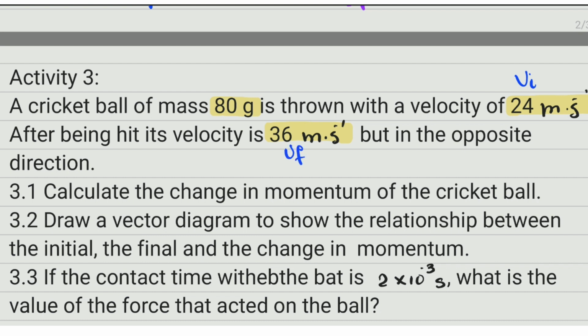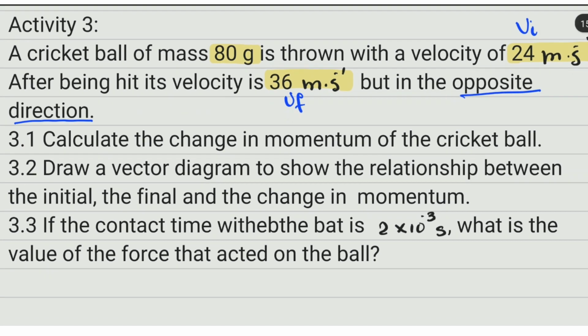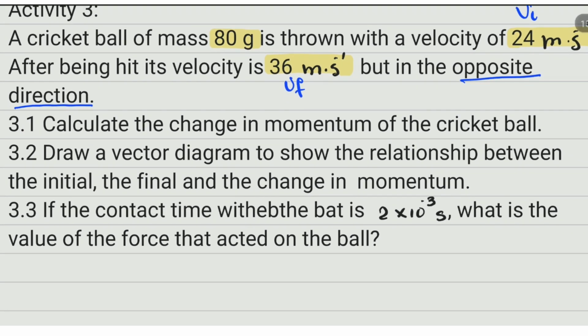And we'll start using this a lot, before and after, but in the opposite direction. This is important, opposite direction. So we have towards and away, or forward and backward. It doesn't really matter, it's just a way to distinguish the direction, okay? Calculate the change in momentum of the cricket ball. Draw a vector diagram to show the relationship between the initial, the final, and the change in momentum. And if the contact time with the bat is 2 times 10 to the minus 3 seconds, what is the value of the force that acted on the ball?